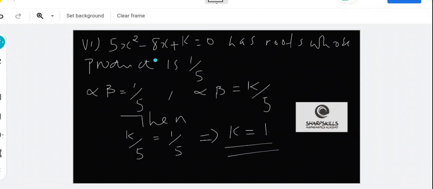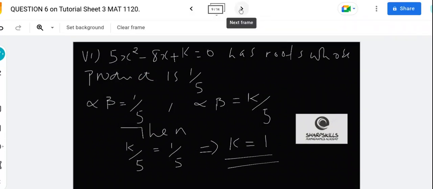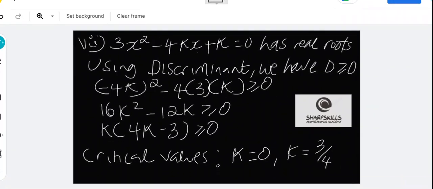In this case, you're told it has roots whose product is 1 over 5. So alpha times beta is the same as 1 over 5. Then you want to find the value of k. What is the product of roots? It is c over a. In this case, you have k over 5. So that k over 5, you're going to equate it to the condition you've been given, which is 1 over 5 for the product of those roots. Then you solve for the value of k. You still do the same for all these. It's the same understanding for these specific questions.